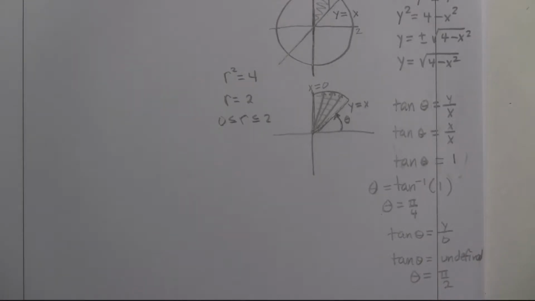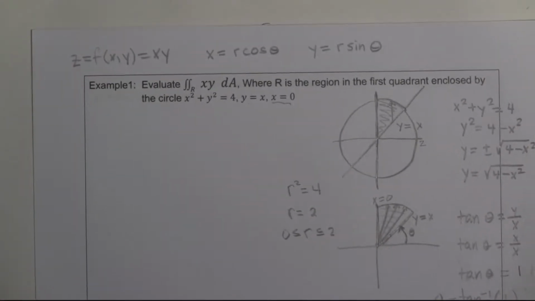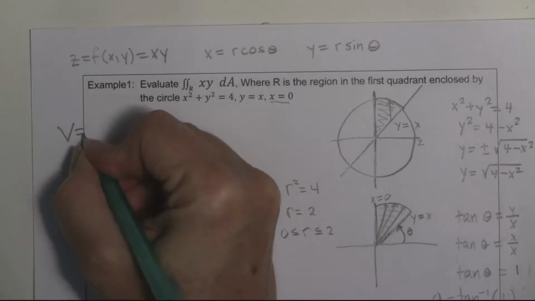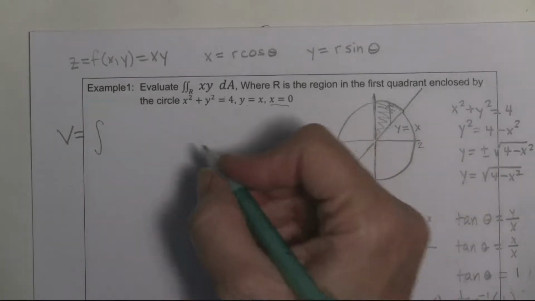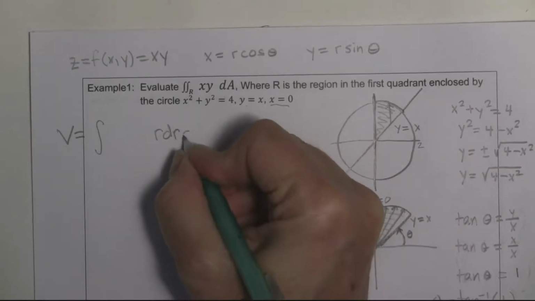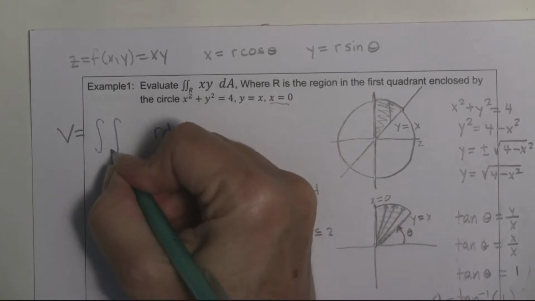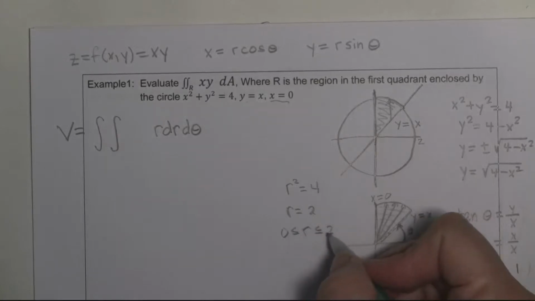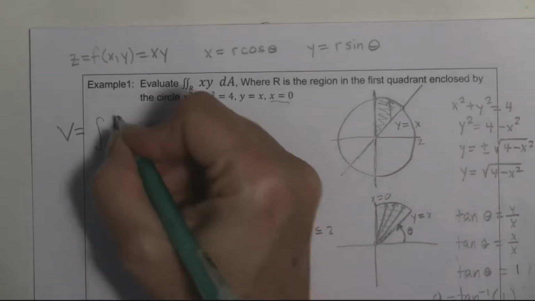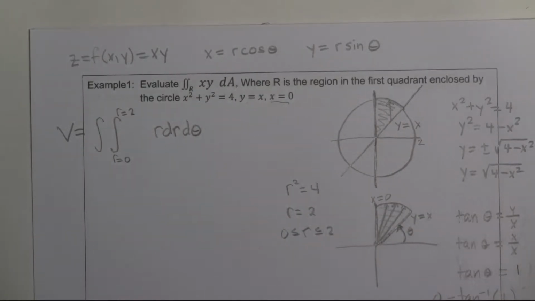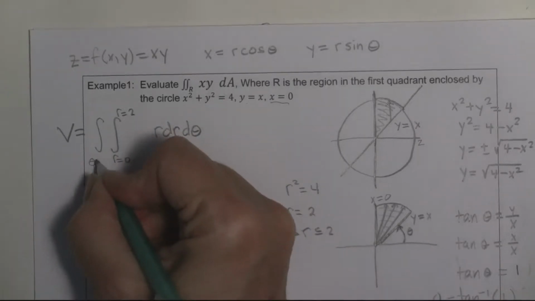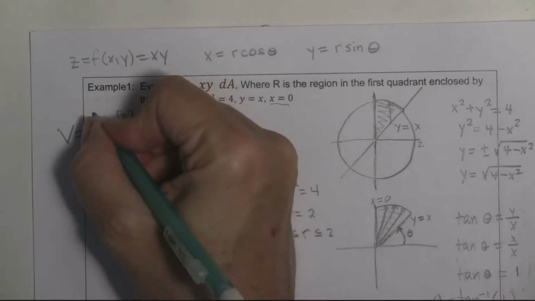So we have now our bounds for r, 0 to 2, and we have our bounds for theta, pi over 4 to pi over 2. So the volume is going to become the integral, and you do r dr d theta. So we're going to put here our r dr d theta. So you always start on the inner integral with your r's. And so they are going from 0 to 2. So r equals 0 to r equals 2. And on your thetas, it was pi over 4 to pi over 2. So theta equals pi over 4 to theta equals pi over 2.